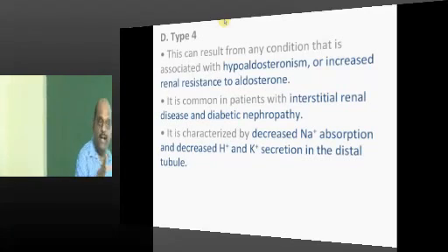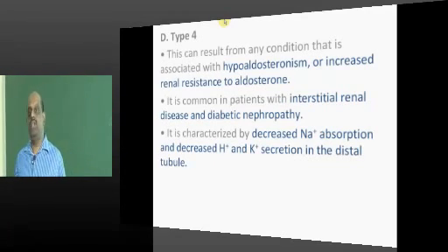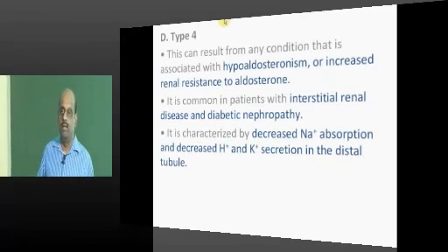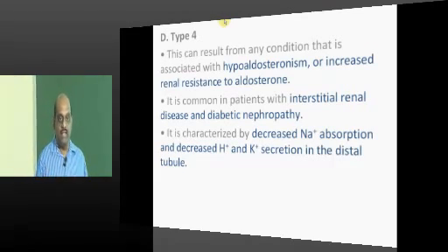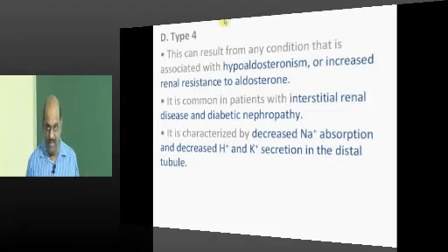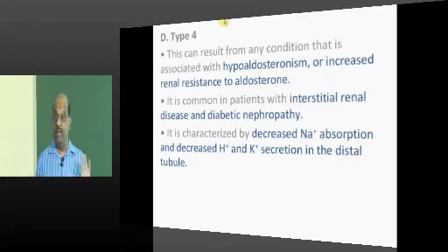Normally who produces the renin? Juxtaglomerular cells will produce the renin when the macula densa senses that there is low sodium in the body. Don't ask me where is the macula densa, where are the juxtaglomerular cells. I thought of actually preparing all that. I didn't get time, as I told you.